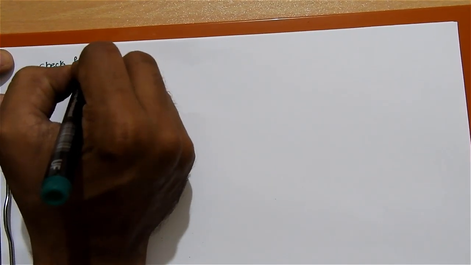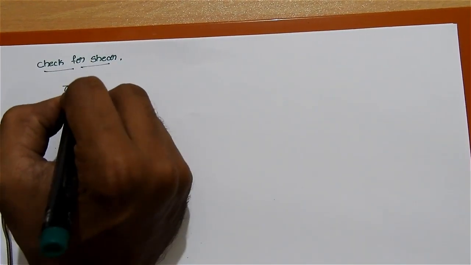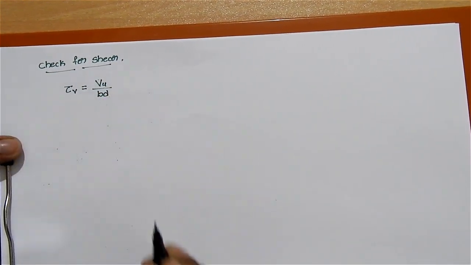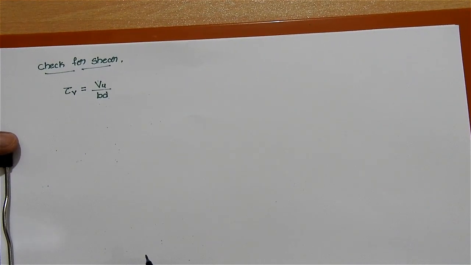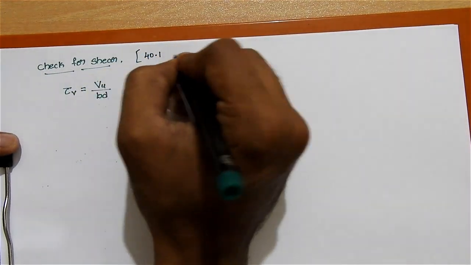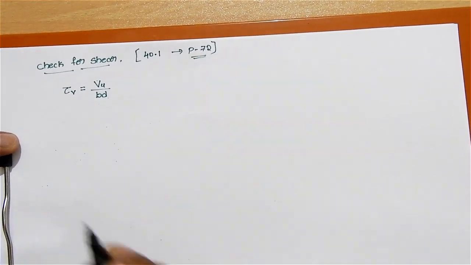Check for shear. For this we have one formula, that is tau v is equal to Vu by bd. This is in IS 456:2000, clause 40.1, on page number 72. You can get this formula.